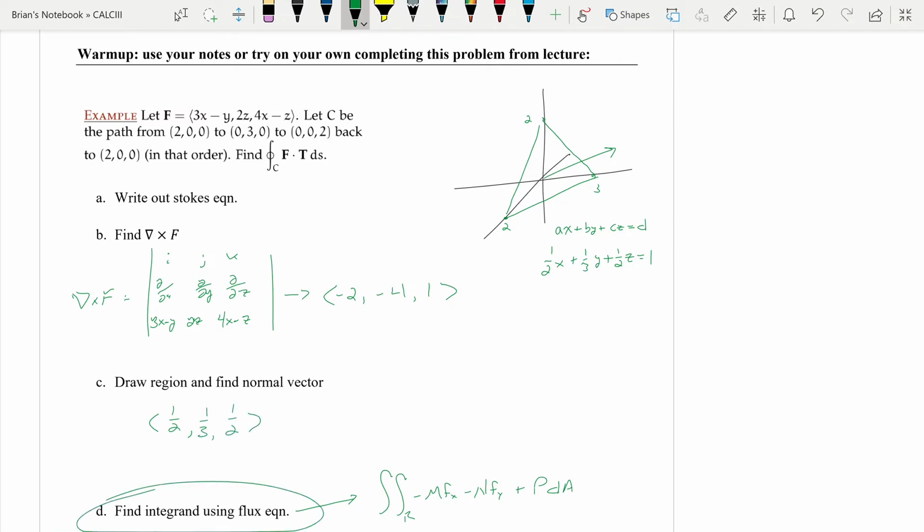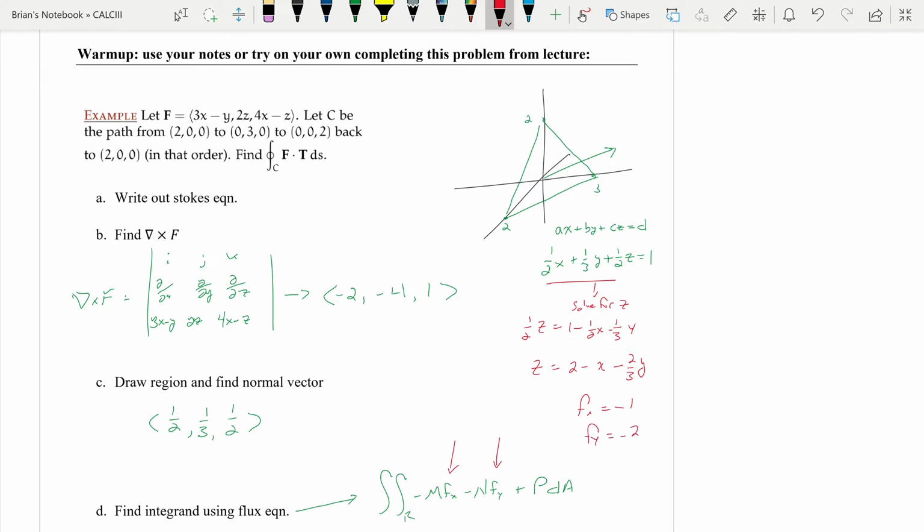What we need to use is the flux equation. We could do that out if we wanted to, but instead, using the flux equation, we need to find partial f of x and partial f of y. We can do that by solving this equation for z. So you'd move everything over to the side: 1/2 z is equal to 1 minus 1/2 x minus 1/3 y. And then we get z is equal to 2 minus x minus 2/3 y. So there's our function. Then our f_x is the partial with respect to x, which is -1, and our f_y is the partial with respect to y, -2/3.